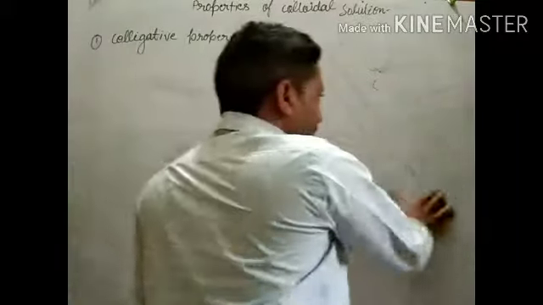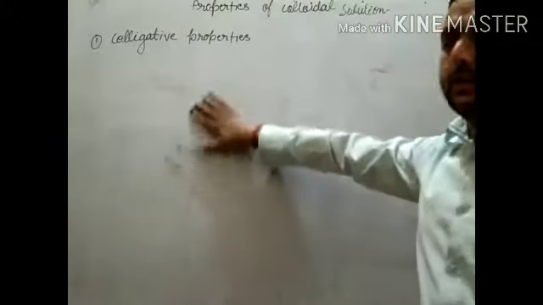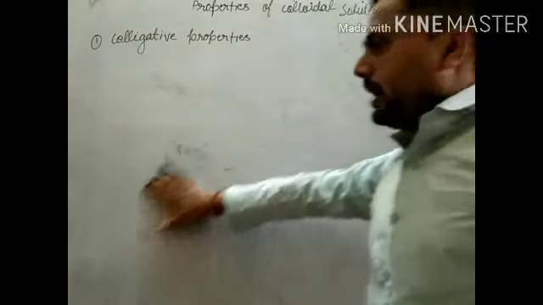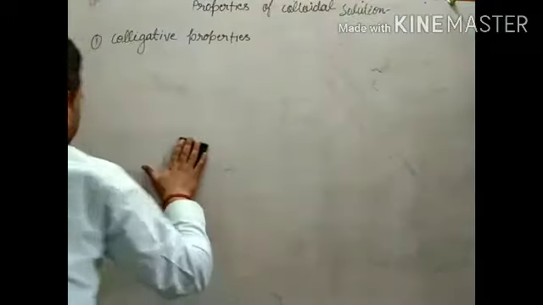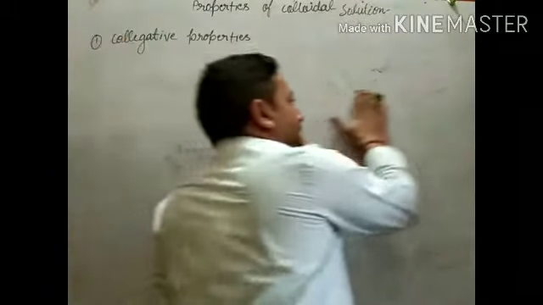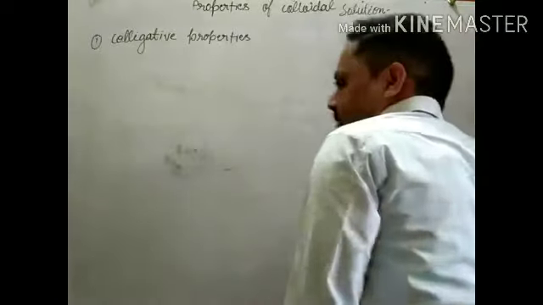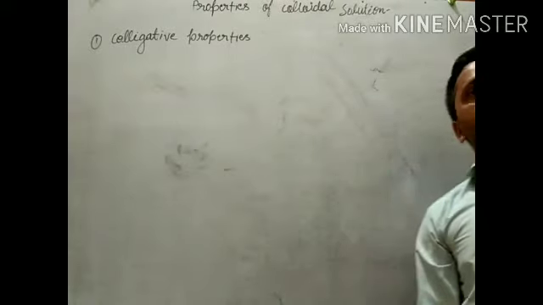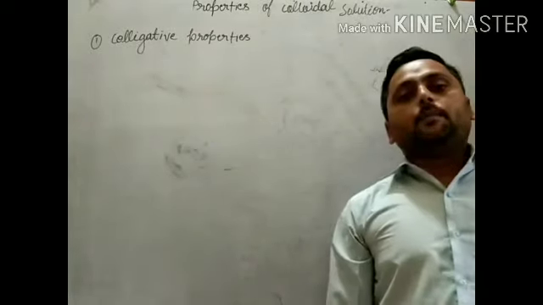In the second chapter, that is solutions, you have already discussed the colligative properties. Relative lowering of vapor pressure, elevation in boiling point, osmotic pressure, these are the colligative properties. And what does colligative property mean? The property of a solution that depends on the number of solute particles present in the given solution.